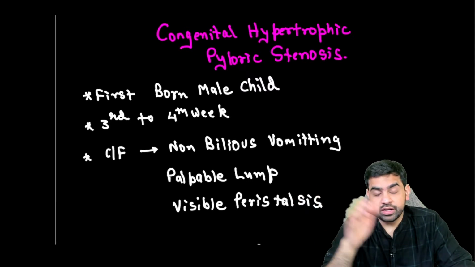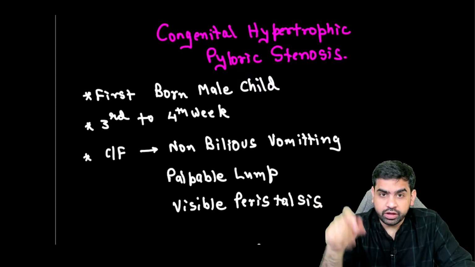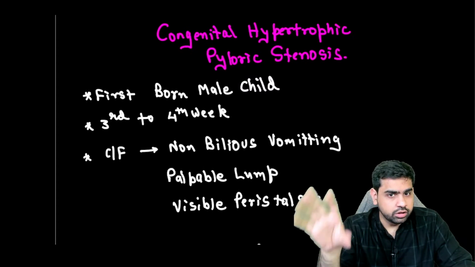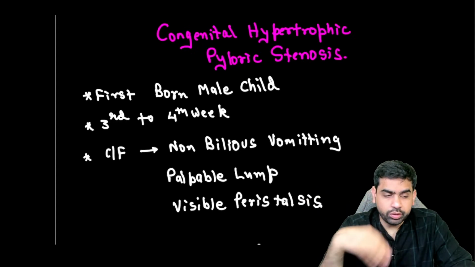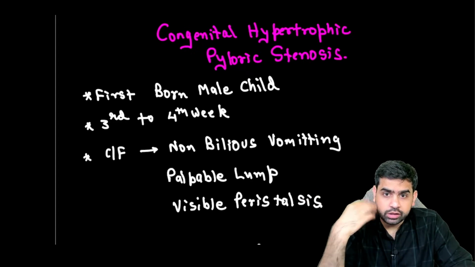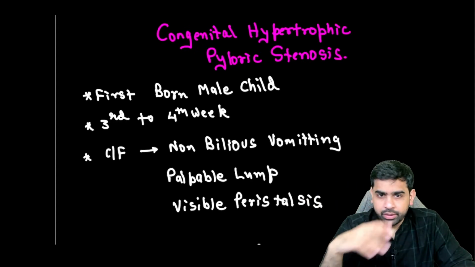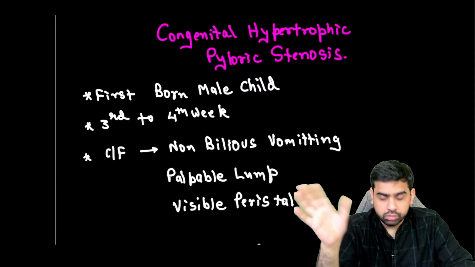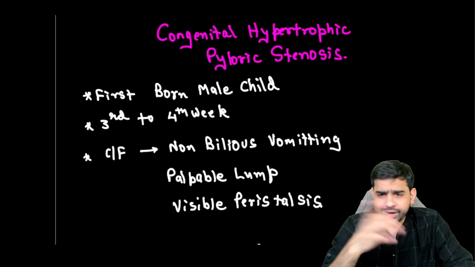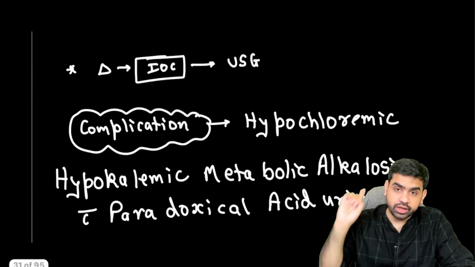I know you would have read this hundreds of times. I'll just quickly revise it. So first born male child, 3rd to 4th week. Okay, so it is not like this has been answered. Presentation is around the 4th week. Patients are going to come to you with non-bilious vomiting and a palpable olive-shaped lump. Peristalsis is going to be visible, from left to right, and that left to right is again important.